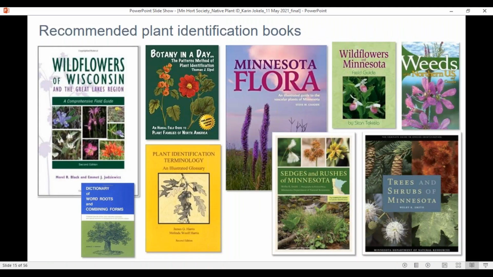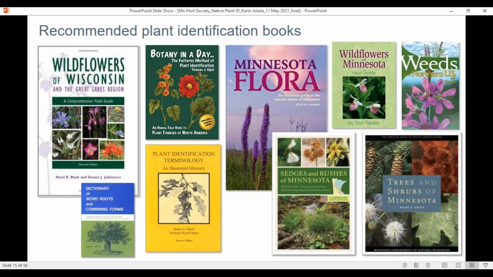And then just a few plant identification books. This is just a small sampling of some that I have used and really love. There's a lot of them out there, but they range from simple to pretty technical. Like Wildflowers in Minnesota, that little green book in the upper right, that's really a simple introductory book, like a little pocket guide that's just showing you flowers. It's not showing you any vegetative characteristics.